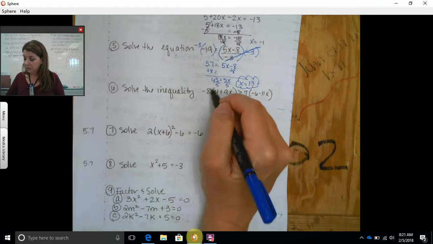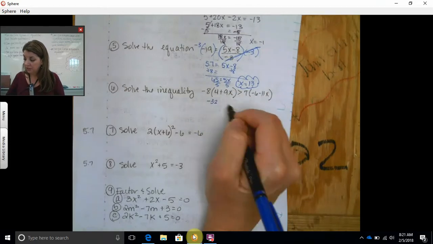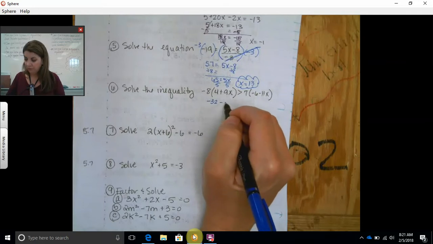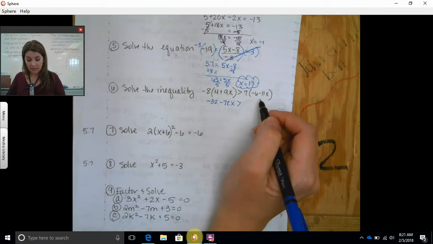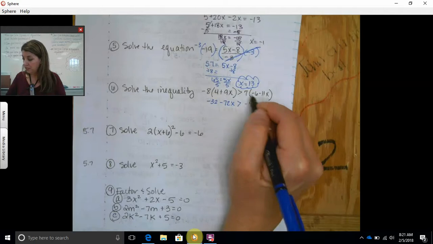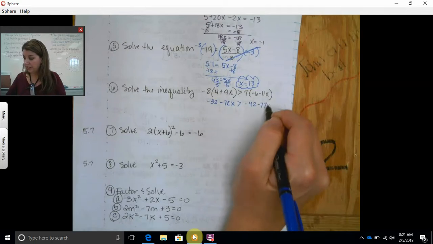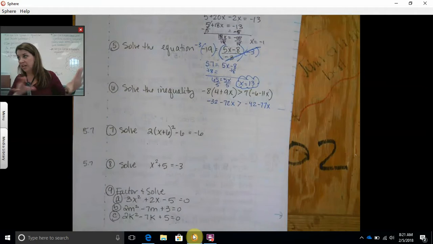So, can I distribute? What's negative 8 times 4? Negative 32. Negative 8 times positive 9x? Negative 72x is greater than 7 times negative 6, negative 42, and 7 times negative 11x. Okay, I've got x's on the left, I've got x's on the right, I got numbers on the left, I got numbers on the right. I need the x's on one side, the numbers on the other.